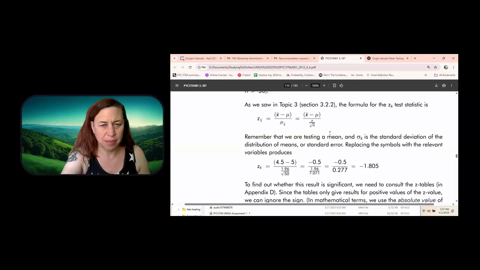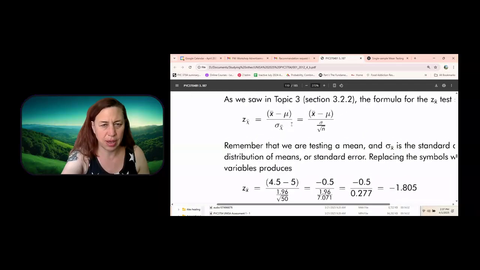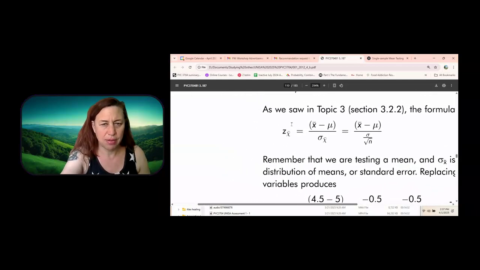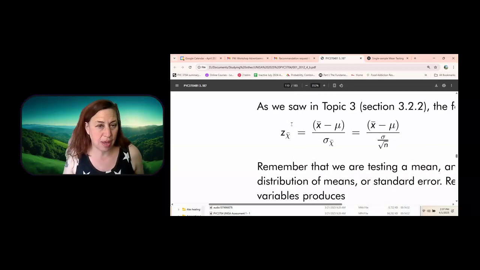Until we get here. So let's read this formula again, and we really need this in our long-term memories for the exam and beyond. The Z value is the sample mean less the population mean divided by the standard error. Remember, the standard error is written as sigma x bar, okay?